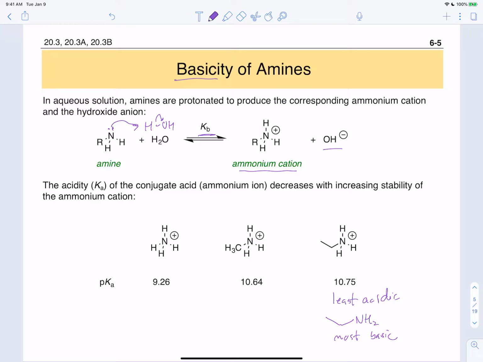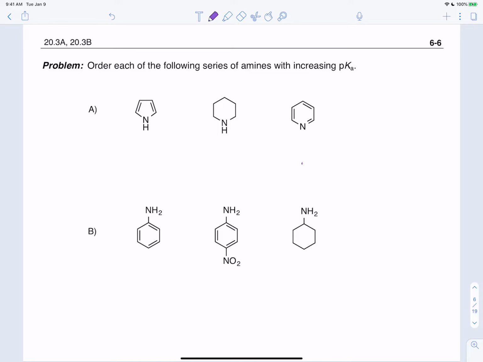So to take a closer look at some of these features, we're going to do some problems where we look at two different sets of 3 nitrogen-containing molecules, and it says order them in a series of amines with increasing pKa. Let's change this. Let's just say increasing maybe basicity.